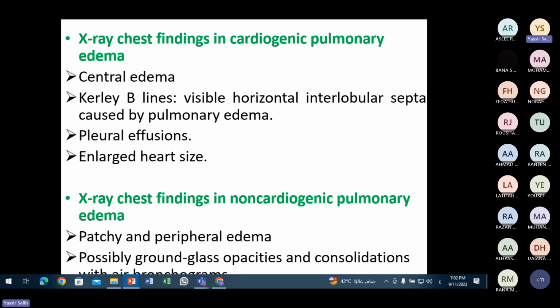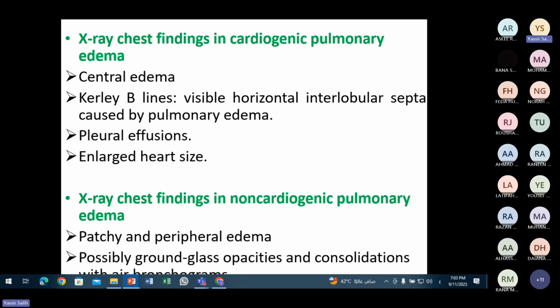Curly B line is the visible horizontal interlobular septi. We have the septi between the lobules, and they get thickening due to pulmonary edema. Curly B lines also are a sign of pulmonary edema, in addition to pleural effusion and enlarged heart size.